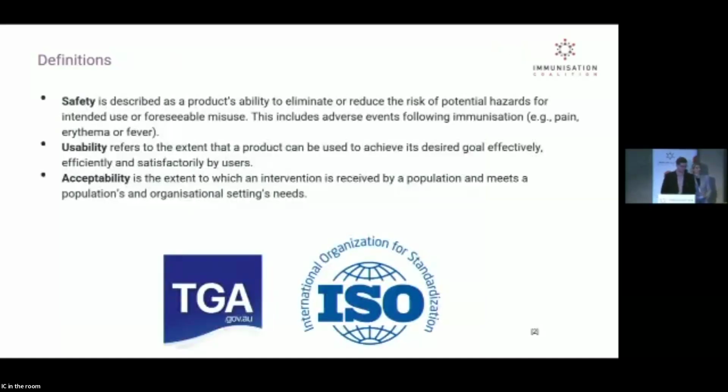To understand a bit about what we're talking about in terms of safety, usability and acceptability, we've taken some definitions from the TGA and the International Organization for Standardization. Safety is described as a product's ability to eliminate or reduce the risk of potential hazards for intended use or foreseeable misuse. This includes adverse events following immunization. Usability refers to the extent that a product can be used to achieve its desired goal effectively, efficiently, and satisfactorily by users. Acceptability is the extent to which an intervention is received by the population and meets the population's and organizational settings' needs.